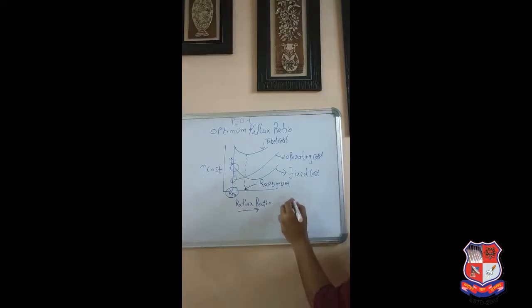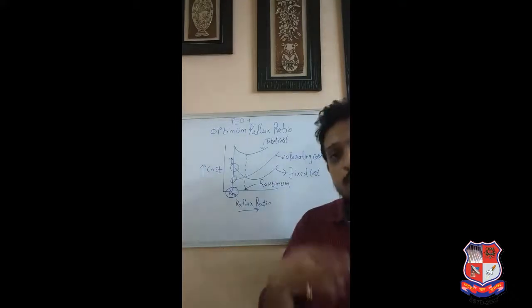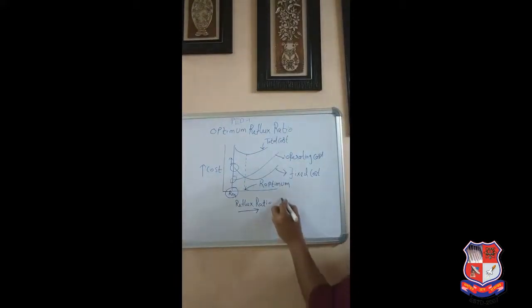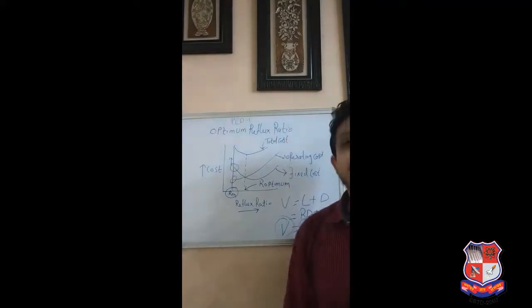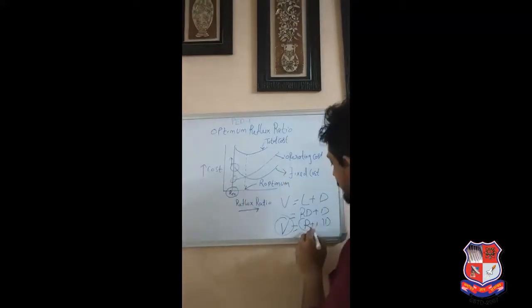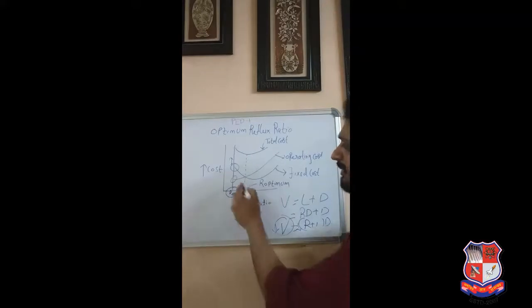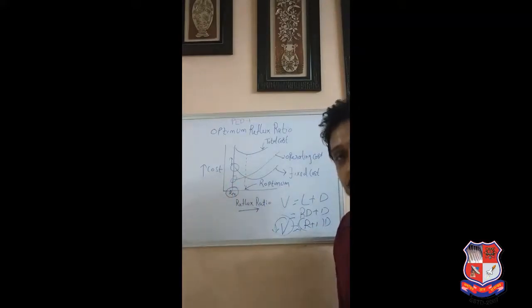The only reason is, when you balance your condenser, if you are using a total condenser, and you do an overall balance of your condenser, V is equal to L plus D, and this is RD plus D, that is (R plus 1) D. So as you increase the reflux ratio, the vapor flow rate will be very high. As the vapor flow rate is very high, the coolant required in your condenser will be much higher. So your operating cost is going to increase. And if the reflux ratio is lower, this vapor will be lower and less coolant will be required in your condenser. The operating cost is minimum. I hope it is clear.